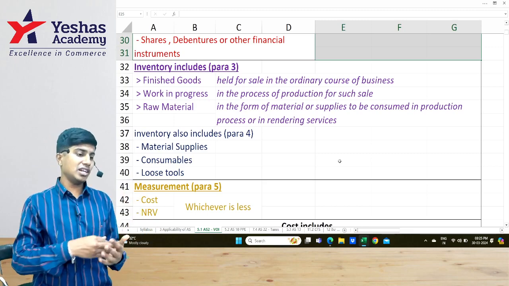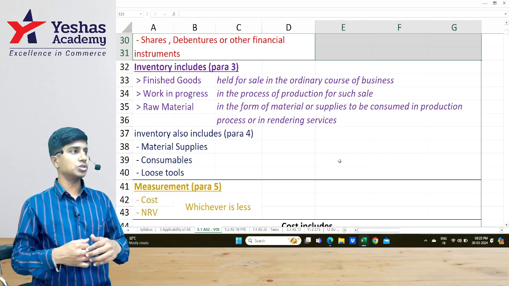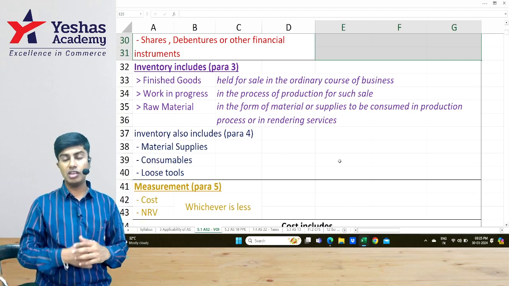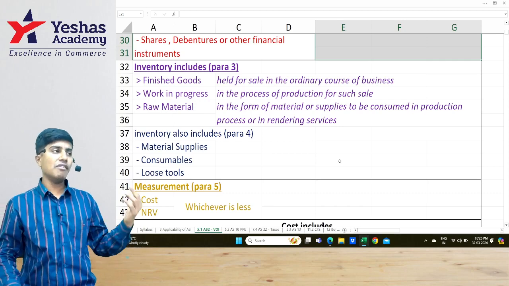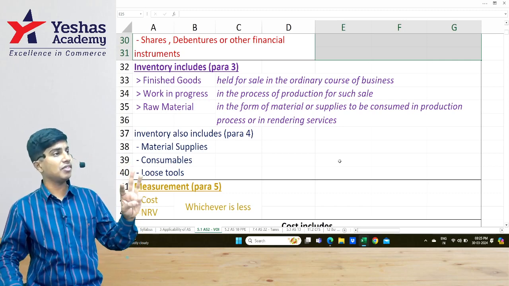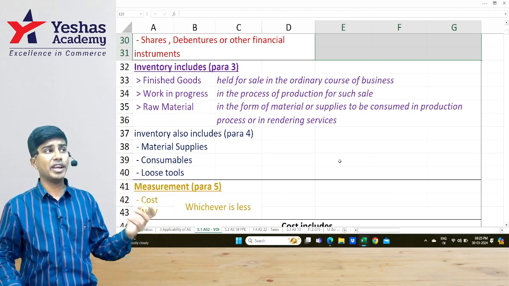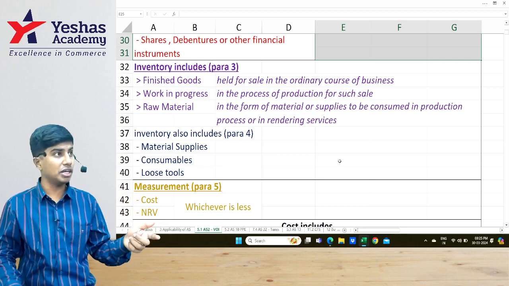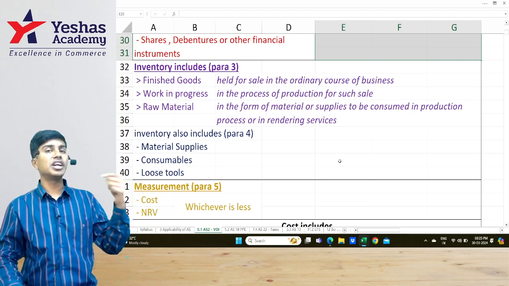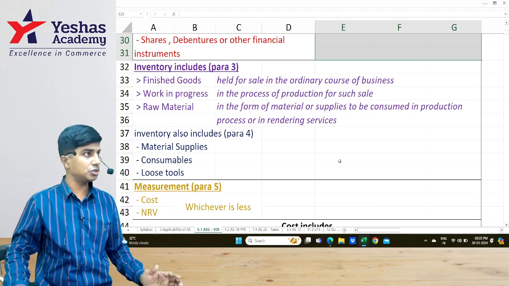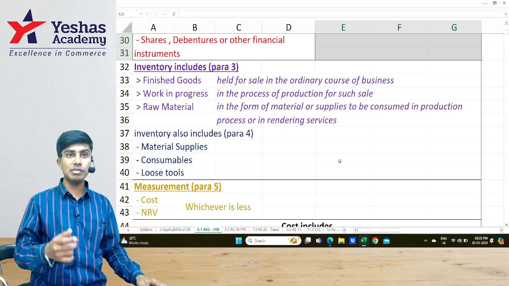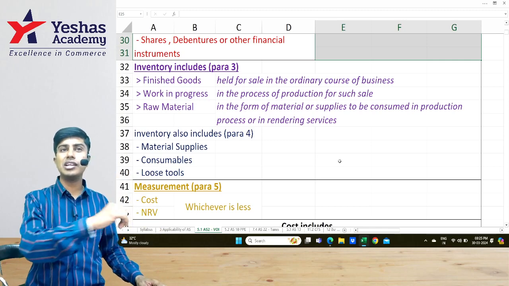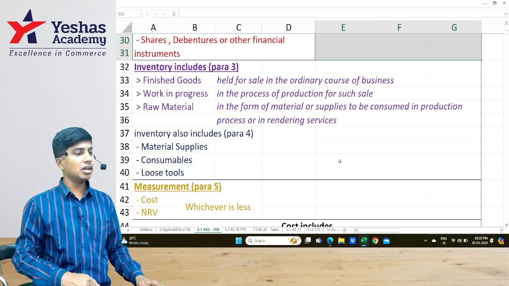In a manufacturing entity, we'll have raw material, work in progress, and finished goods. If it is not a manufacturing entity, if he is a trader, he will not have raw material, work in progress, he'll only have finished goods. However, if he is into manufacturing, he'll have three variants of inventory. For example, in a shirt industry, cotton is raw material, cloth is work in progress, ready-made product shirt is finished goods. Further, paragraph 4 of the standard says what are certain items which are actually not covered under the definition of the standard, para 3.